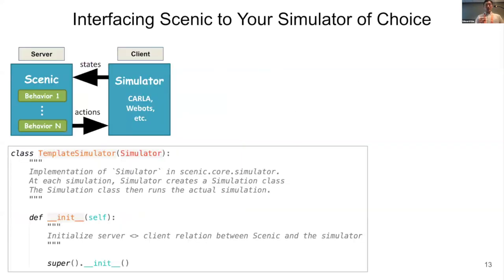So for example, at the beginning, you need to create this initial client-server relation. In the simulator.py template code that we provide, in this init function, that's where you may want to create the client-server communication between SCENIC and your simulator using the APIs that are provided in the simulator. Your simulator must be providing some mechanism for you to control the agents in the simulation. So what is that API? And then let's use that API.